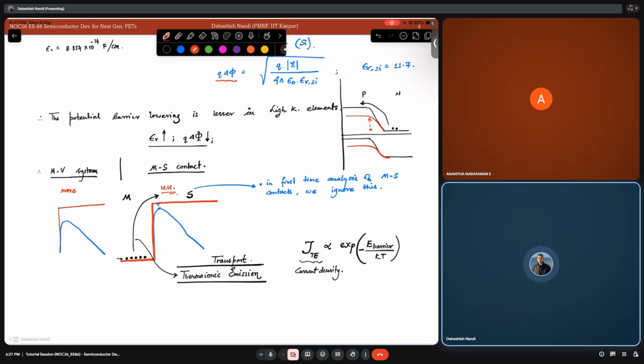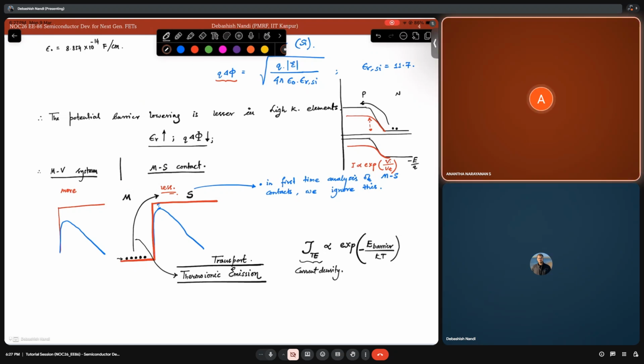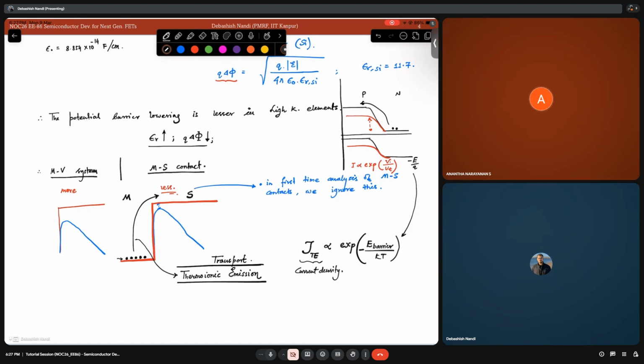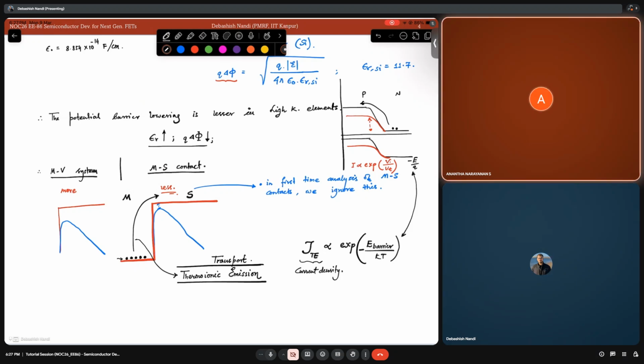And how is the current voltage relation in a PN junction? I is proportional to exponential of V by Vt, right? Yes, sir. So this V is what, in terms of energy? E by q, right? Yes, sir. Do you see? Yes, sir. Okay, I see now.